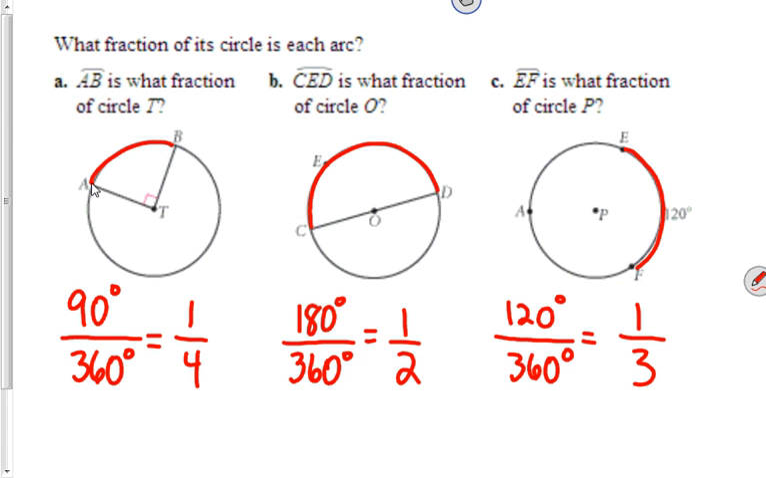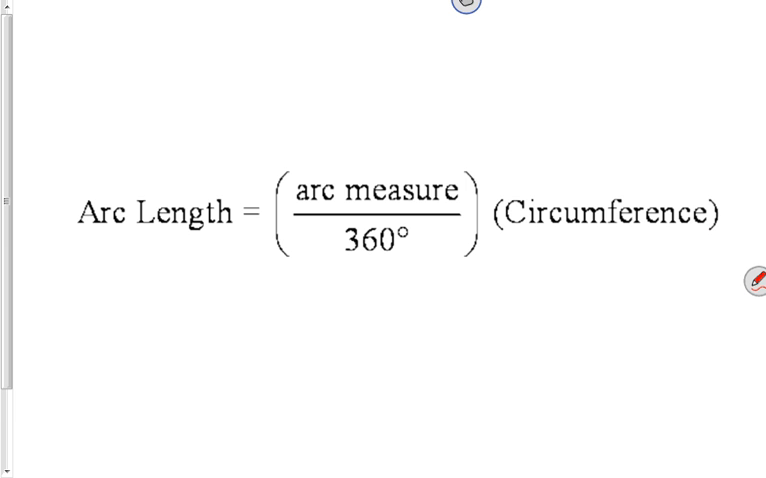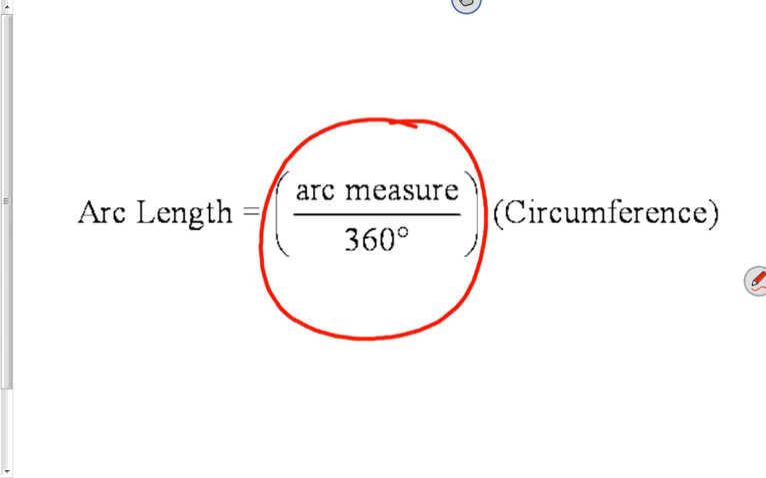So now let's put this all together and come up with the formula for arc length. Arc length equals the arc measure over 360 times the circumference of the circle. Relating this back to our three examples, it's this piece right here that gave us the fraction of the circumference that would eventually give us our total arc length.